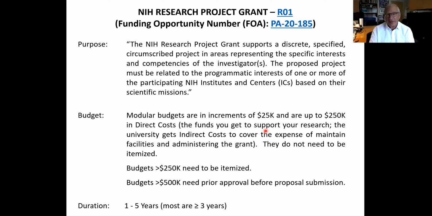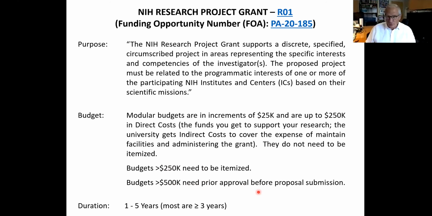Now, if your budget is greater than $500,000, direct costs meaning what you have to spend on your research, to pay your personnel, to buy things, and so forth, you need to get prior approval from the Institute before you even submit. These are quite rare. I think most of you are going to be either in the modular range or in this itemized budget range. The duration of these grants runs from 1 to 5 years, but most of them are 3 years or greater.